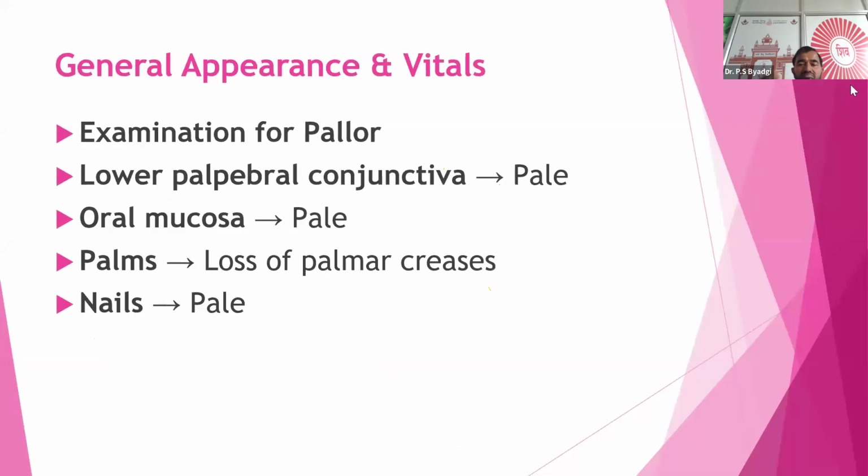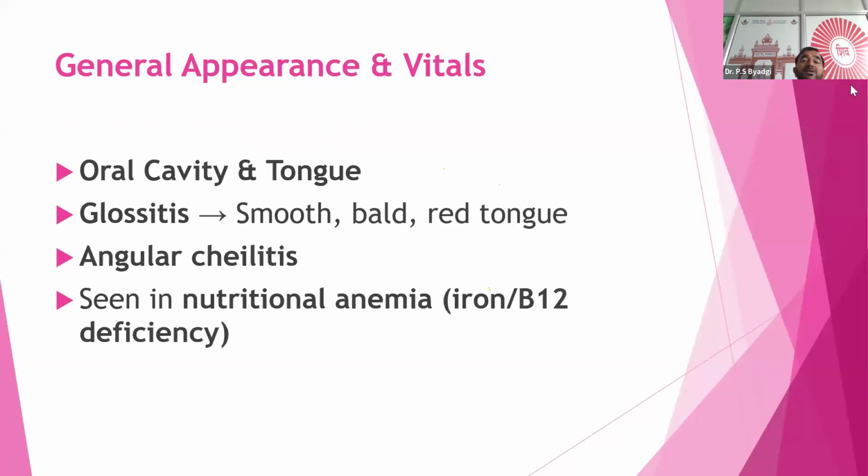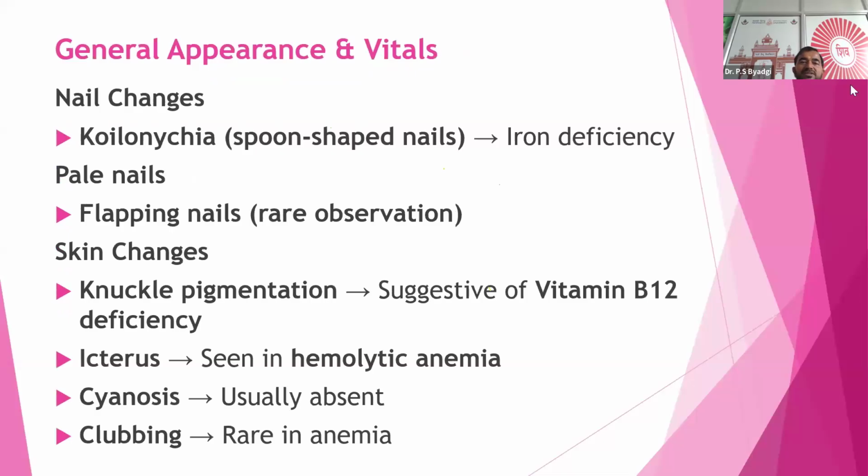So there are 5 areas to be looked into: the lower palpebral conjunctiva, oral mucosa, soft palate, and tongue should be examined, and the palms, the loss of palmar creases, and the nails should be looked into for paleness in these areas. The oral cavity and the tongue are very, very important. Glossitis, especially a smooth, bald, red tongue. Angular cheilitis is very common in nutritional deficiency of iron and B12.